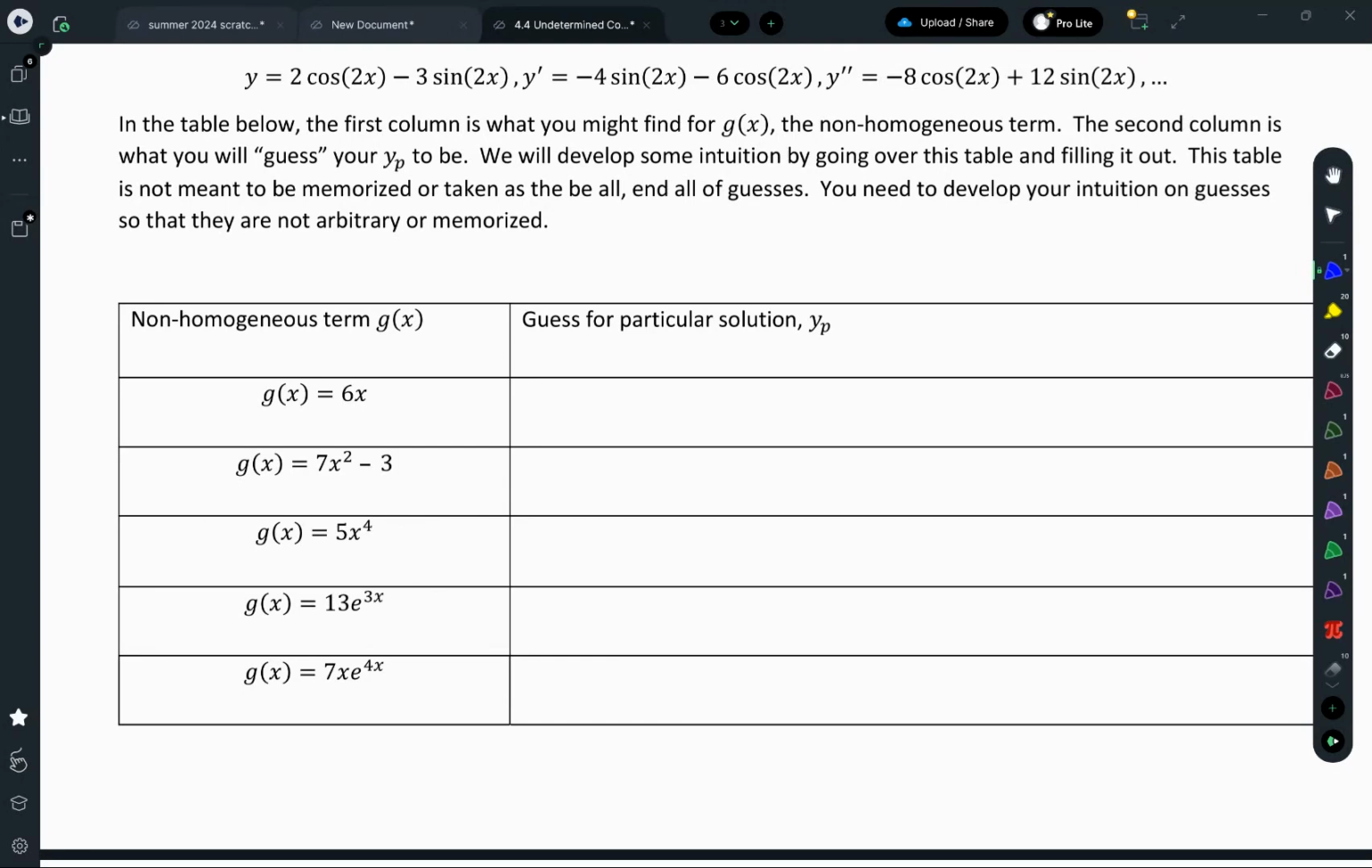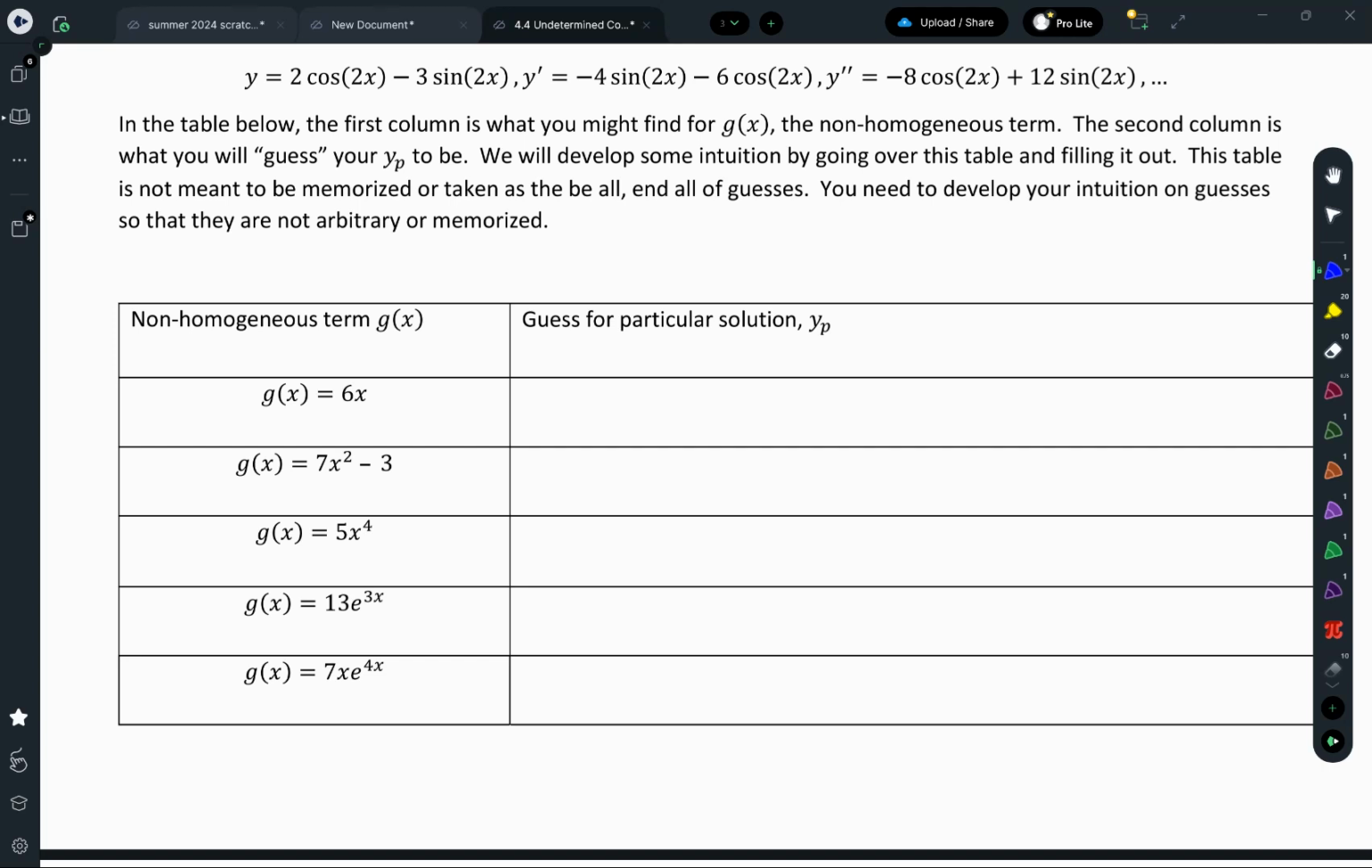So this table is an exercise. It is not meant for you to memorize. It is an exercise. This is a process that you should go through independently of me. Maybe you watch this video once and you see what I do, and then you shut it off and you try to do it by yourself. The idea is that you could independently figure out what a good guess for y sub p would be.